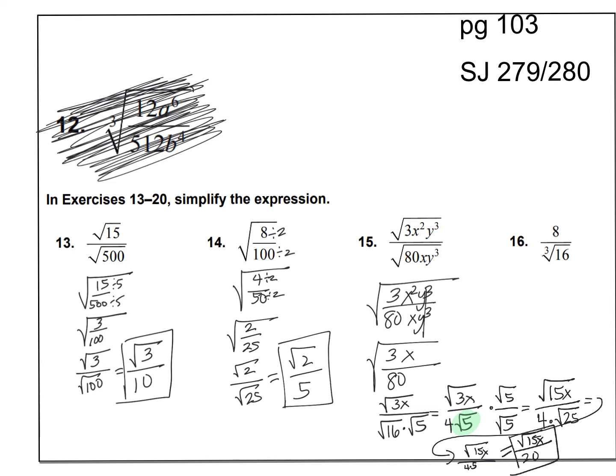And I cannot reduce something that's under the radical and something that is outside the radical. So I cannot reduce the 15 and the 20. Okay, now let's look at the next one.